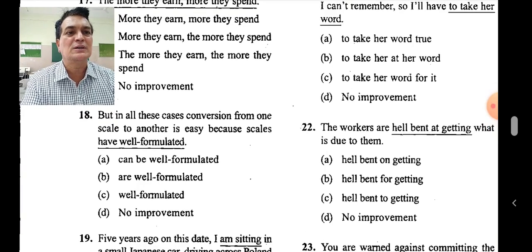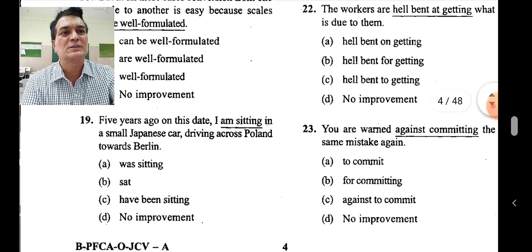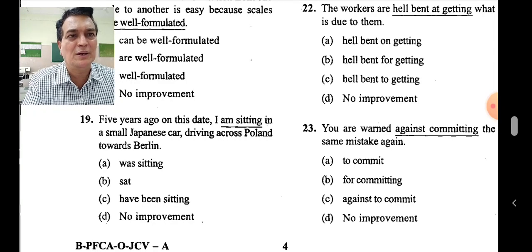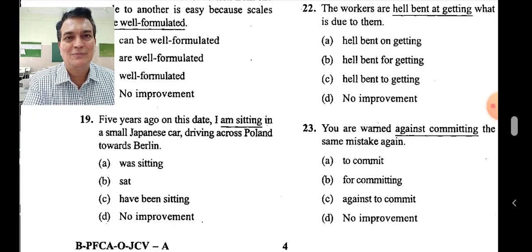22. The workers are hell-bent at getting what is due to them. The workers are hell-bent on getting. Hell-bent on getting, that will be the right phrase there. So prepositions, think over that, study well. And you have to know with which verb what preposition will follow.